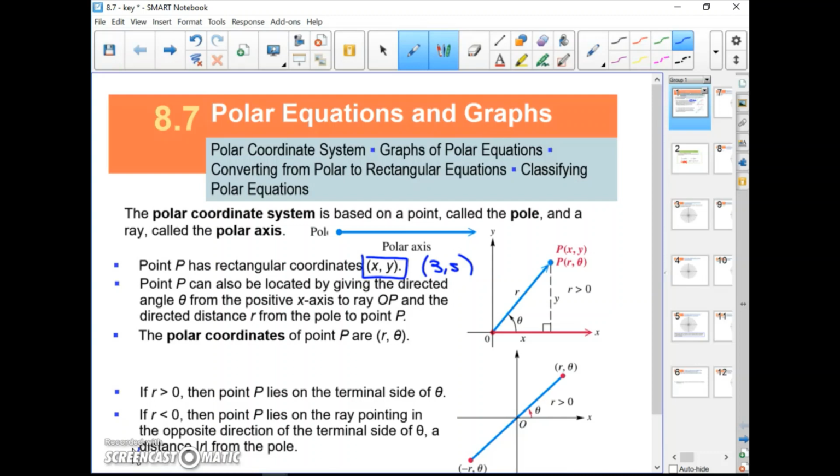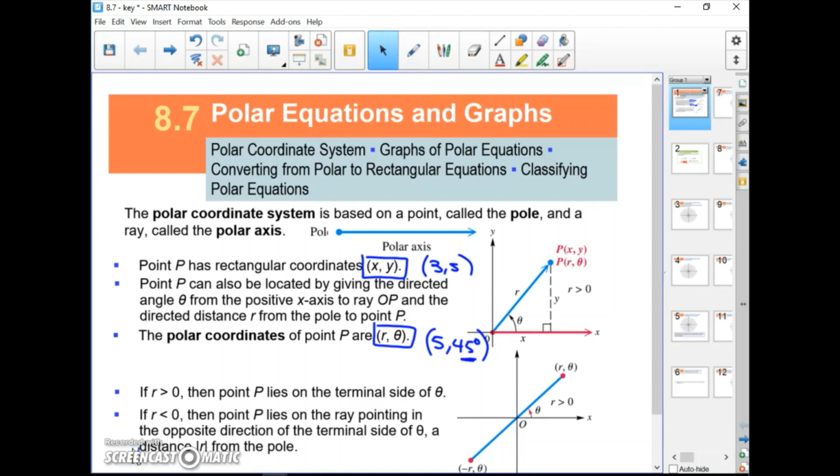But polar is just the other side of the same coin. We're still describing some place. Okay? So if I gave you like 5, 45 degrees, that's just describing a point in the plane somewhere. Okay? I guess the main difference is you want to find the angle first.